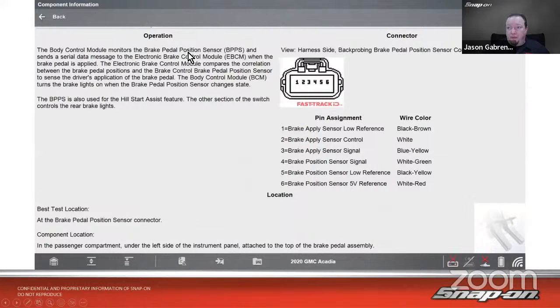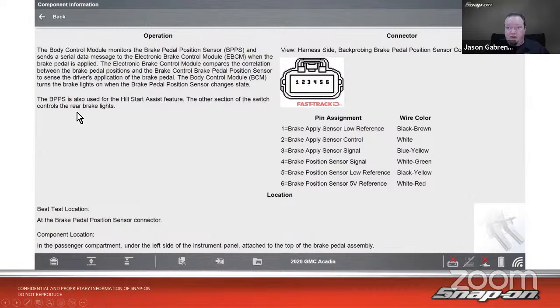So the body control module monitors the brake pedal position sensor and sends a serial data message to the electronic brake control module. When the brake pedal is applied, the electronic brake control module compares the correlation between the brake pedal positions and the brake pedal position sensor to sense the driver's application of the brake pedal. The body control module turns the brake lights on when the brake pedal position sensor changes state. It's also used for the hill start assist feature.